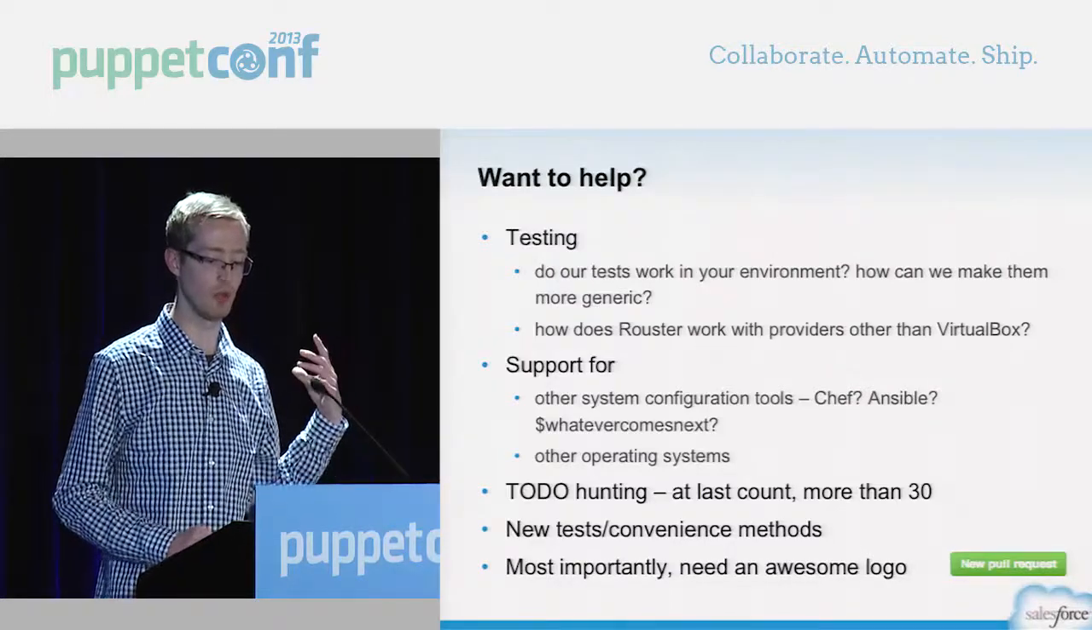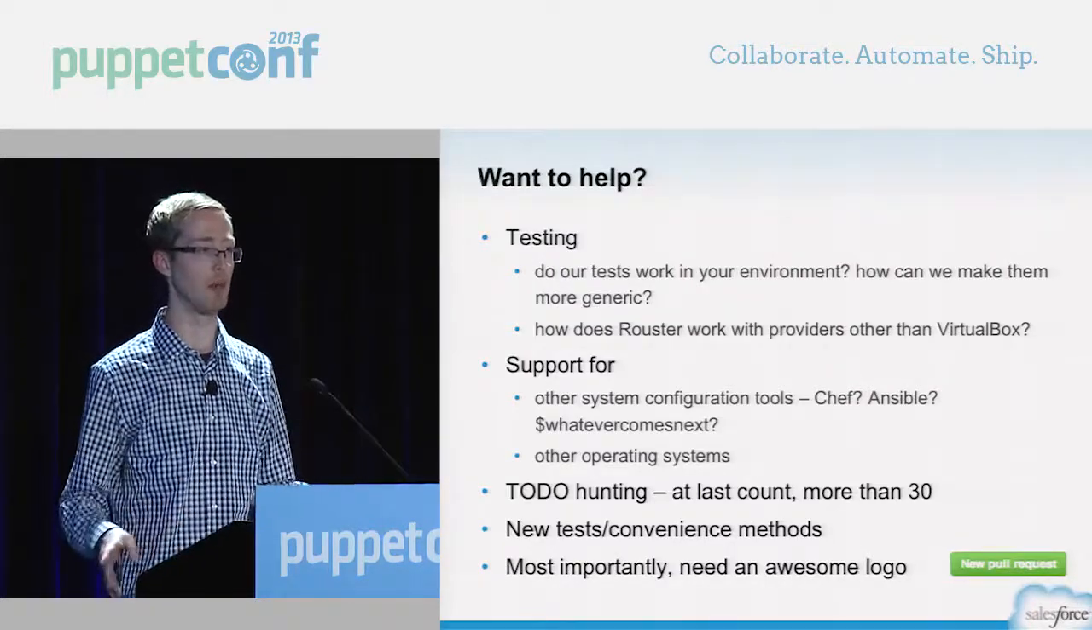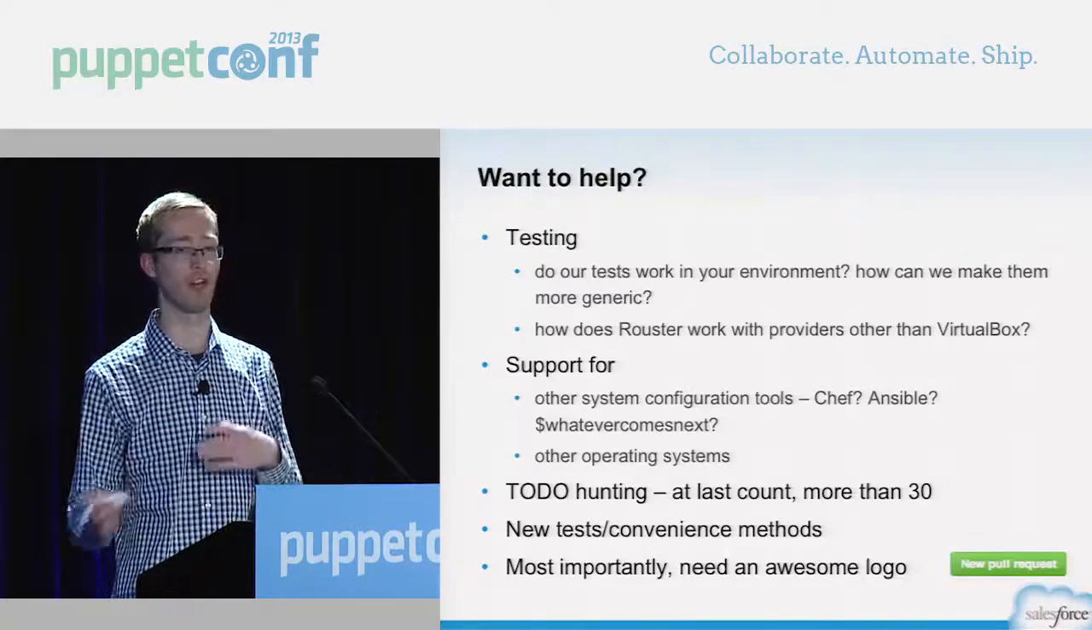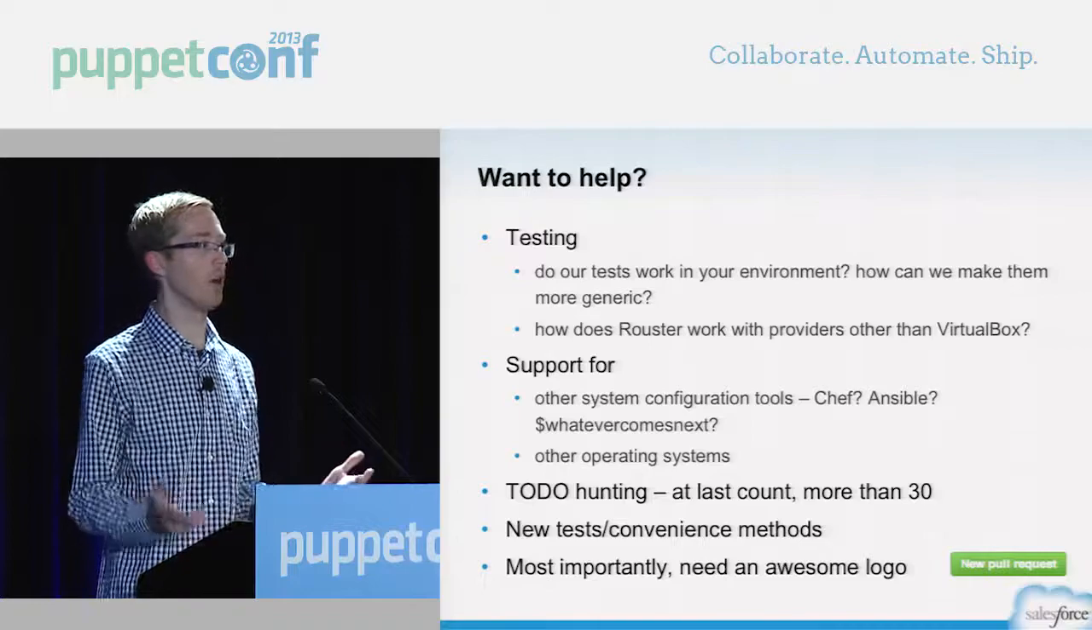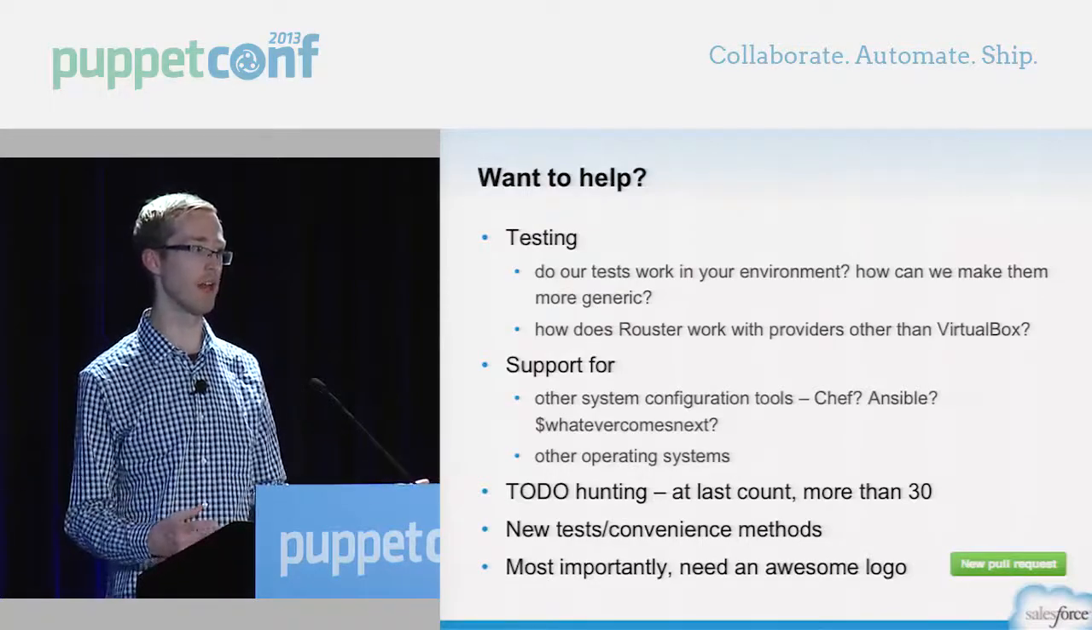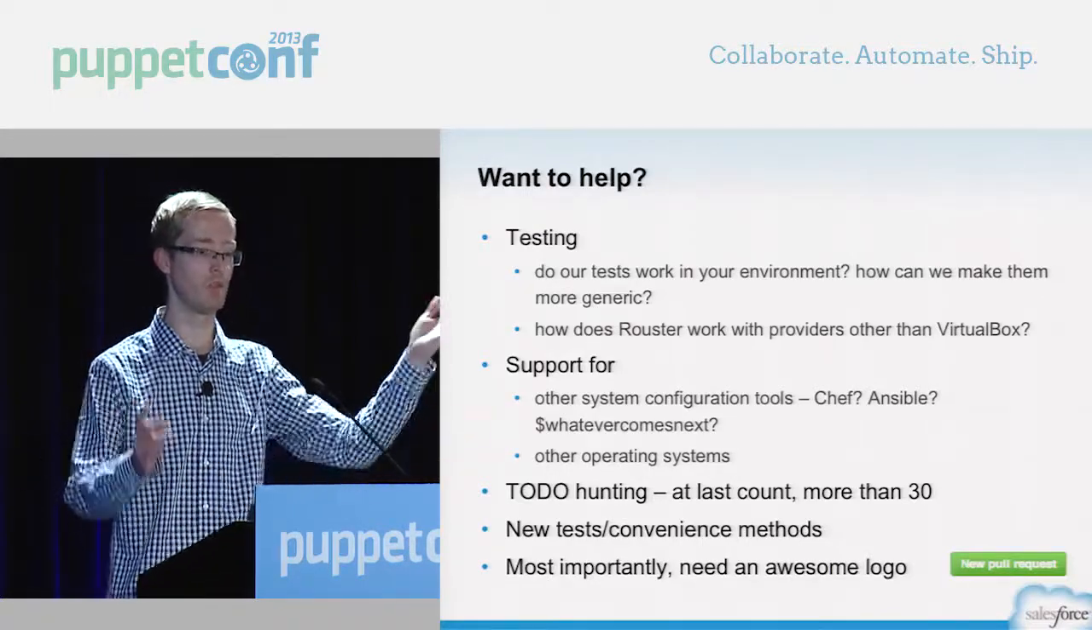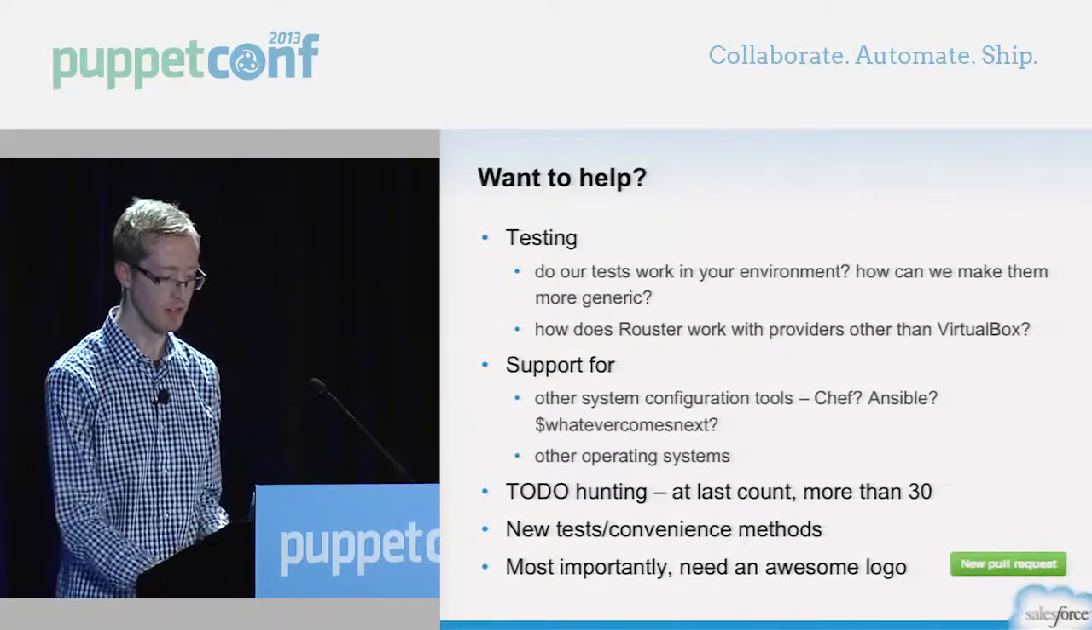At Salesforce.com, we're using Vagrant completely with VirtualBox. We're not using any VMware. We're not using AWS. How does Rouster work with that? I don't think there are any problems, since it's just an SSH connection. But I don't know. Help me find out.